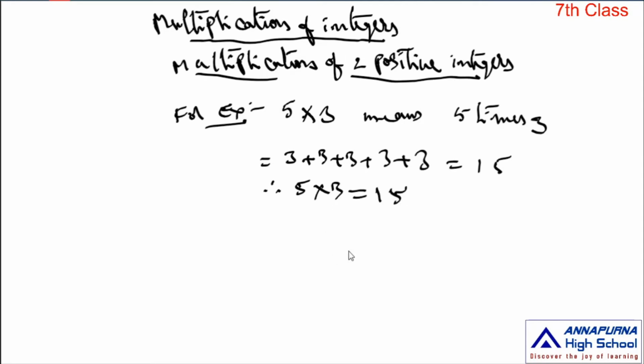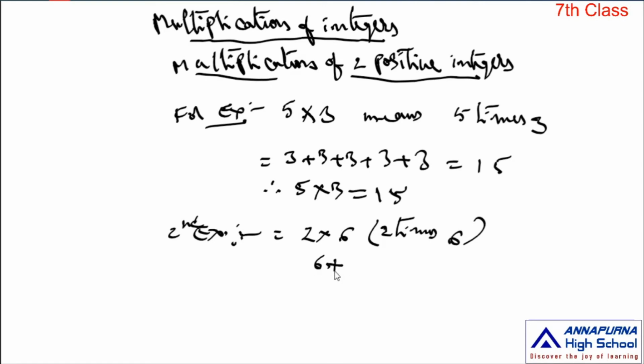So that means here, 5 into 3 means we are adding this 3 five times. Now take the next one. Second example, say 2 into 6. What is the meaning of this one? 2 into 6 means 2 times 6. That means you should add this 6 two times, which is equal to 12. Therefore 2 into 6 is equal to 12.